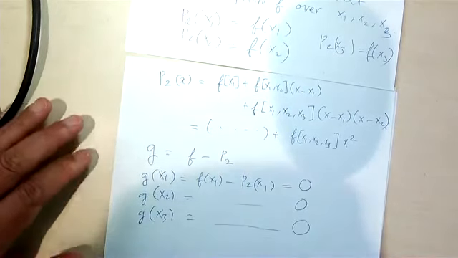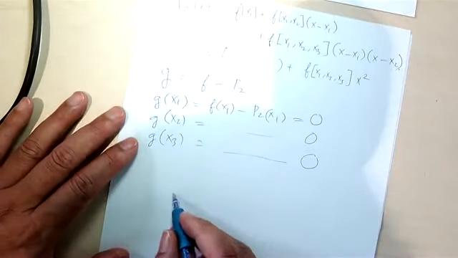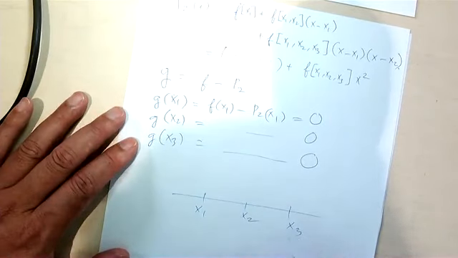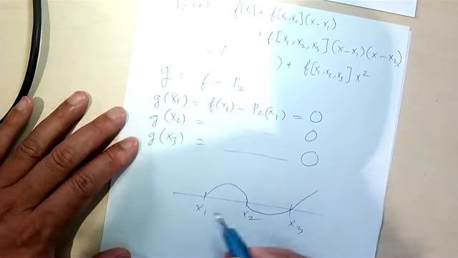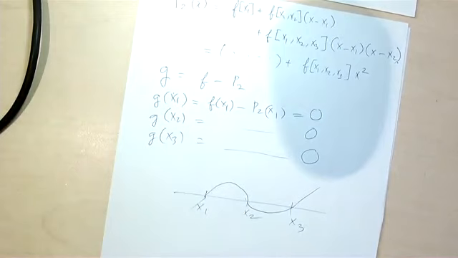So now, what does the function g look like? So the function g looks like this. You have x1 here, x2 here, and x3 here. It could be like this: 0 at x1, 0 at x2, 0 at x3. Okay? And now, anyone remember Rolle's theorem?